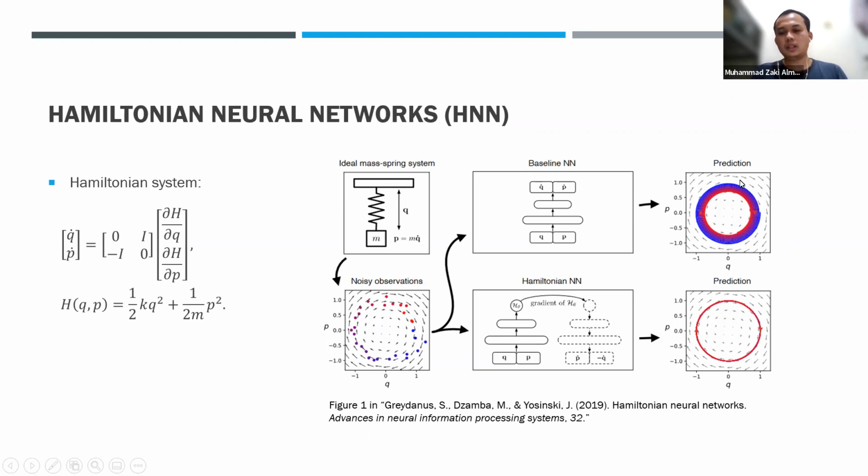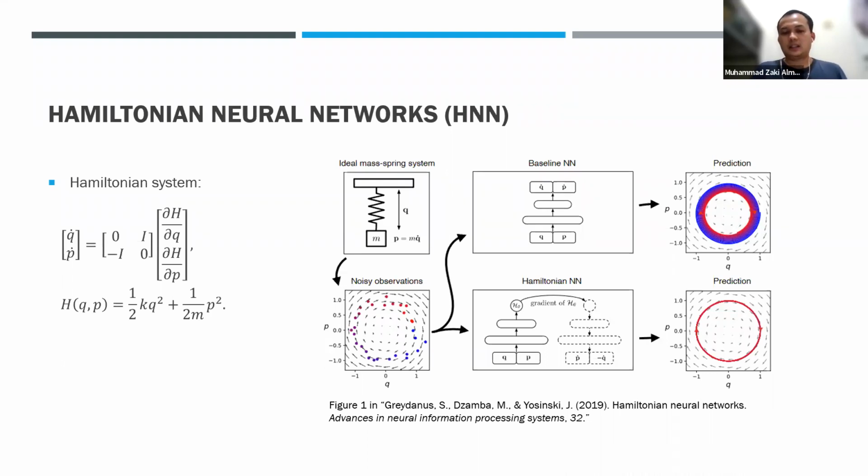So that's what they do basically, and you can see in this paper they've shown that with the baseline neural networks, the states either grow or shrink, which should not happen in a Hamiltonian system. But by predicting the Hamiltonian instead of directly predicting the time derivative of the states, we can still get conservation there. So that is the idea of Hamiltonian neural networks.